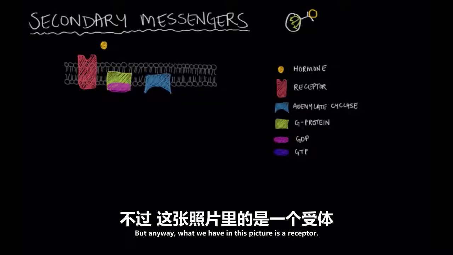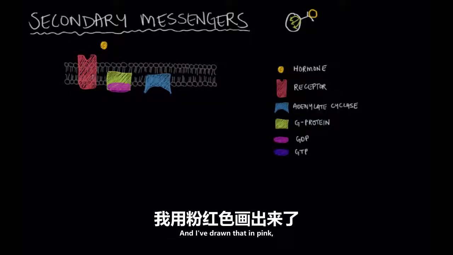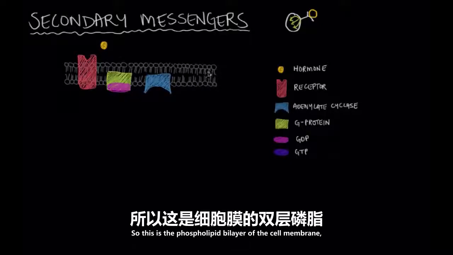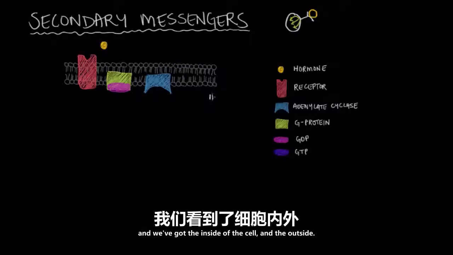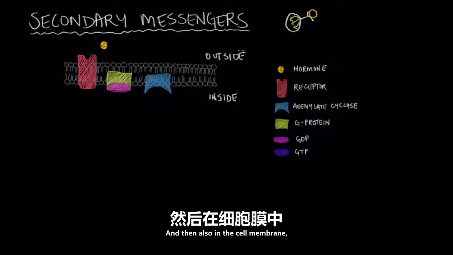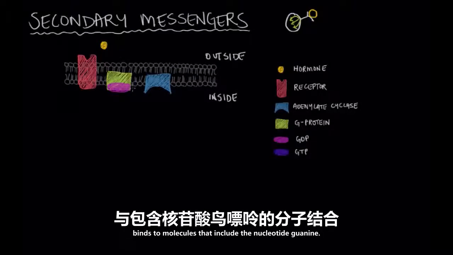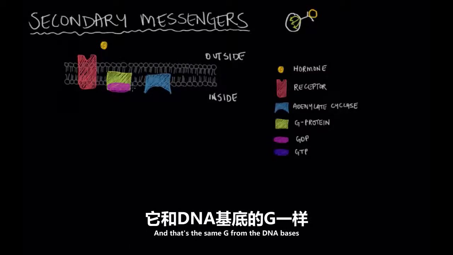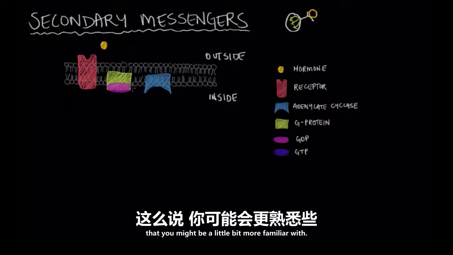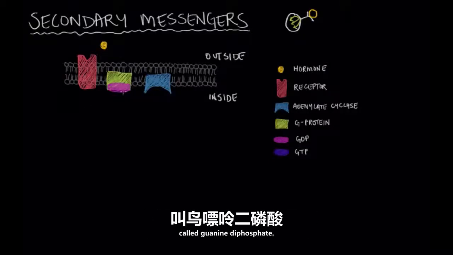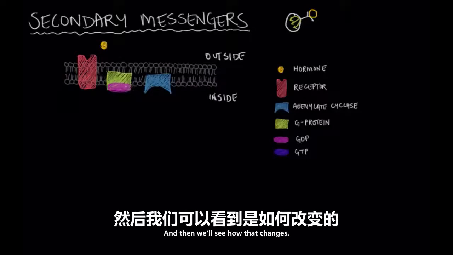But anyway, what we have in this picture is a receptor, and I've drawn that in pink, and it's located inside the cell membrane. So this is the phospholipid bilayer of the cell membrane, and we've got the inside of the cell and the outside. And then also in the cell membrane we've got a G protein, and I've drawn that in green. It's called a G protein because it binds to molecules that include the nucleotide guanine, the same G from the DNA bases that you might be a little more familiar with. It's currently bound to a molecule called guanine diphosphate, and then we'll see how that changes.